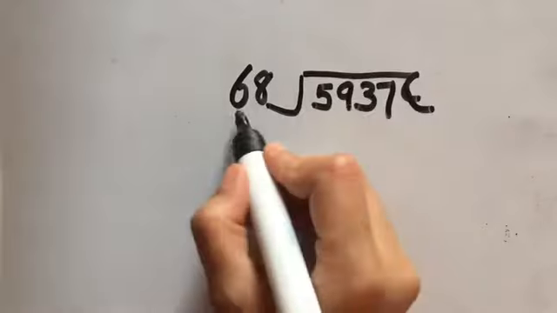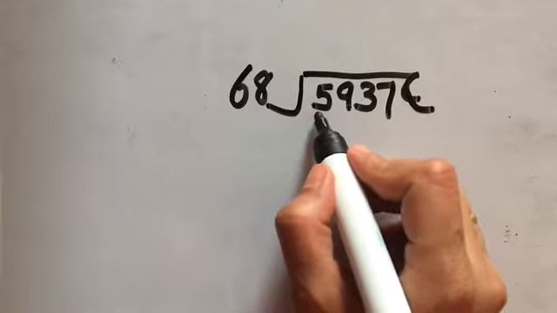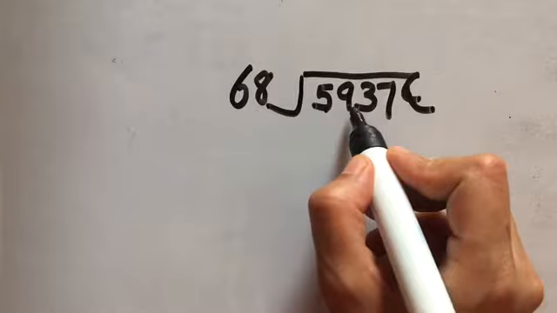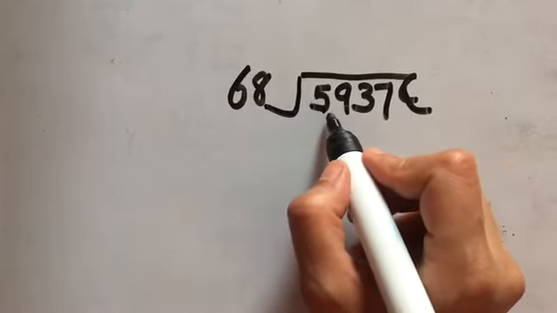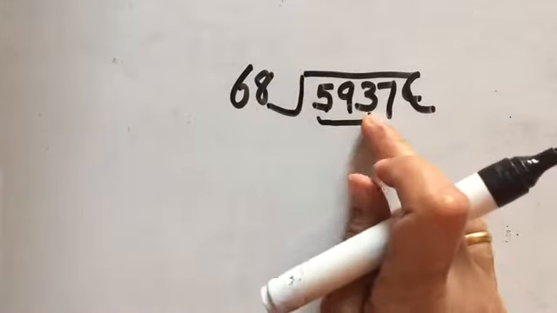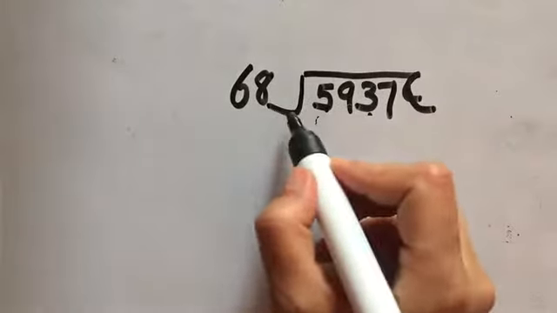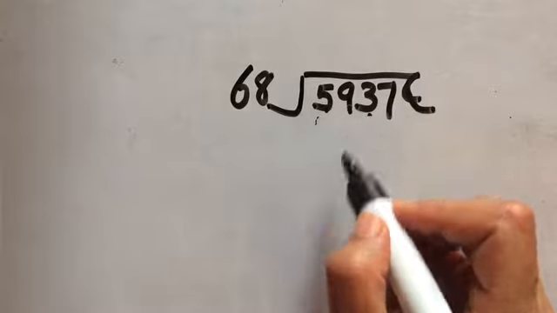Next, take the 2-digit divisor. Here we have to take, see, 68 is greater than 59, so we cannot take it; we will have to take 593 as a whole. Now we have to check the table of 68, what comes less than or equal to 593.